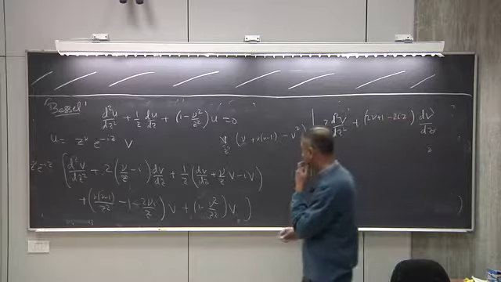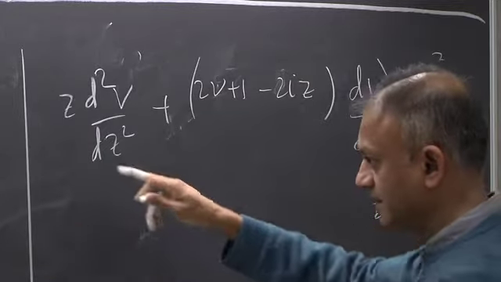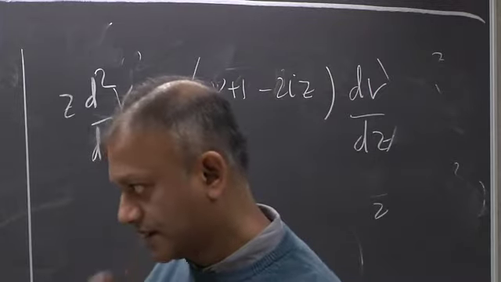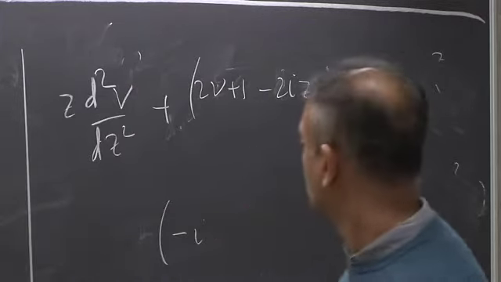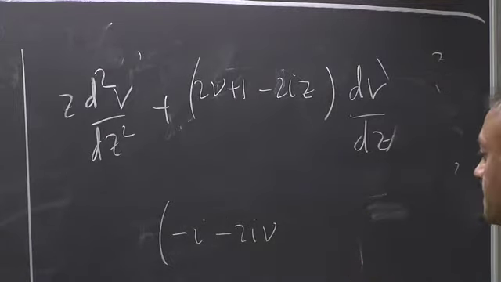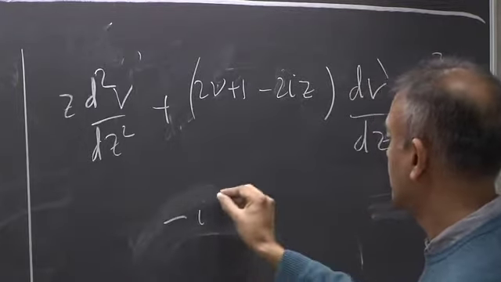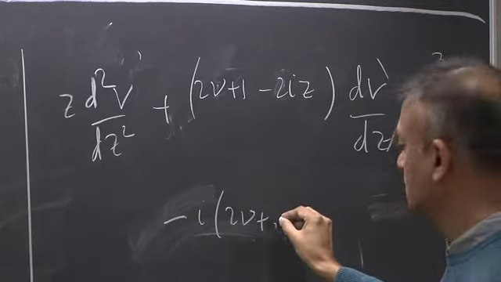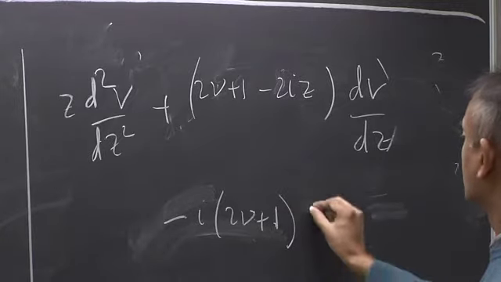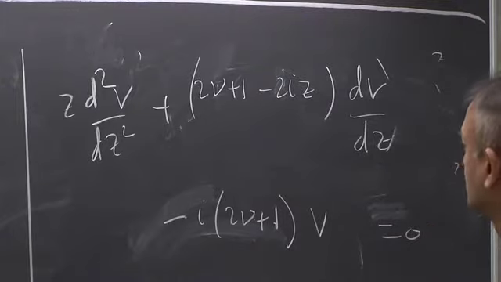And then there is a 1 over z term with v that comes, so that z, multiplying z, that disappears. So you get here minus i from there. From here you get minus 2i nu. That's it, right? Yeah. So, okay. So I can write, so minus i times, again, 2 nu plus 1. Huh? 2 nu plus 1. V. That's equal to 0. So this is the hypergeometric equation.